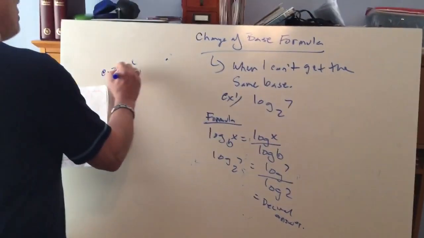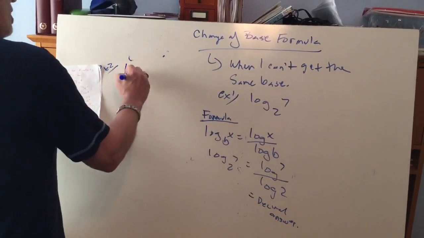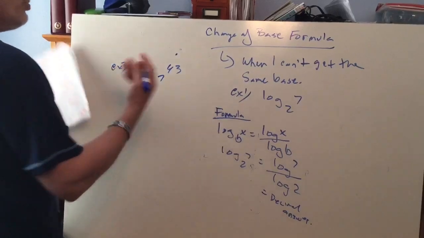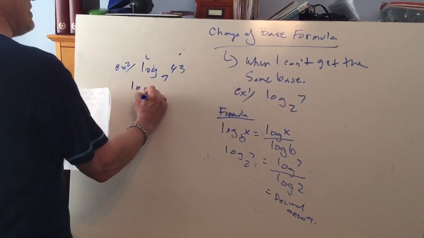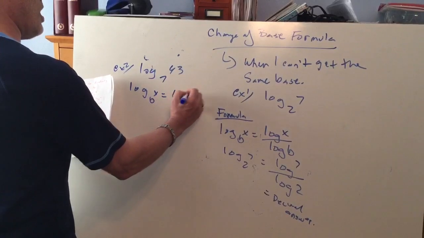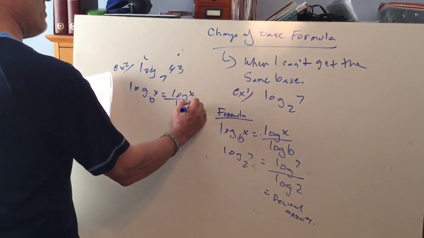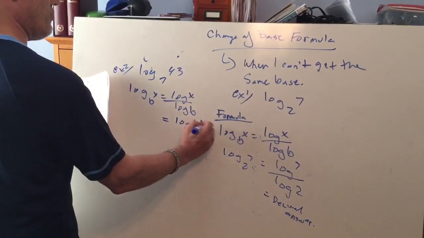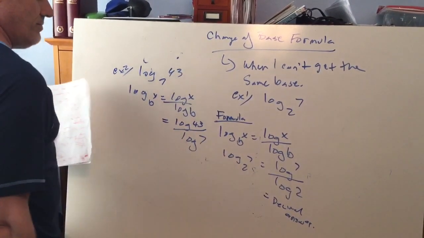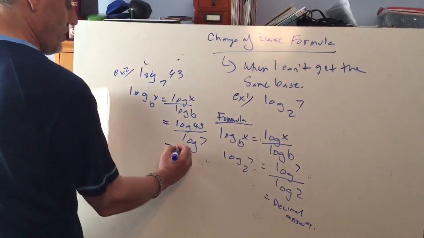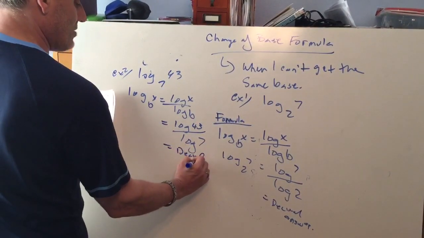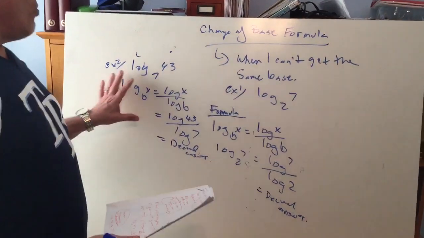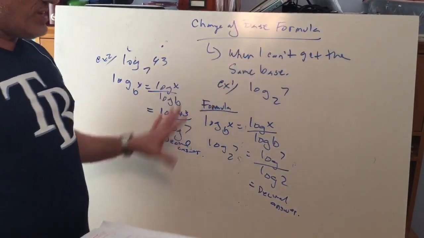Example 2, just to show you: log base 7 of 43. What did I teach you? We always write the formula down. So it's log base b of x equals log x over log b. We take the log of the top one, 43, divided by log 7. Once again, you're going to get a decimal answer. That's what we have for today with the change of base formula.